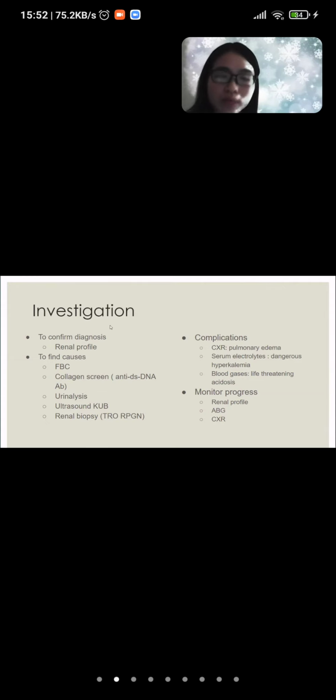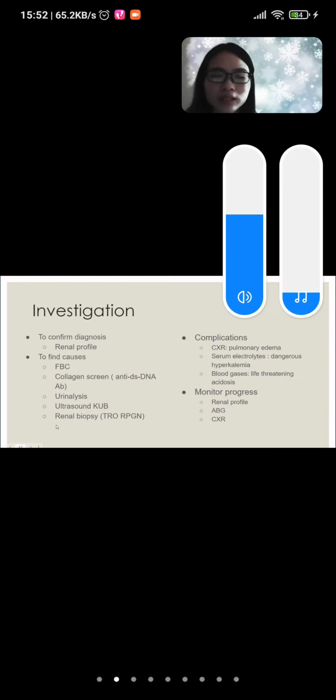So to confirm the diagnosis, we look at the renal profile. And then to find the causes, we'll look at full blood count to look for any evidence of infection or reduced platelets in thrombocytopenia, and also the collagen screening to look for any anti-double stranded DNA in autoimmune causes, and subsequently urinalysis to look for any hematuria or proteinuria, urinary ultrasound, KUB to look for any mass, and also renal biopsy to rule out any RPGN.